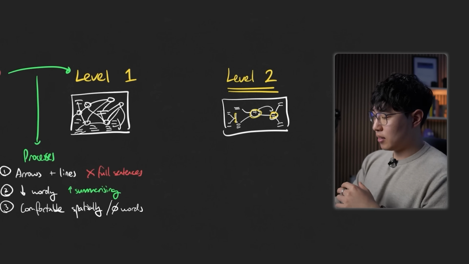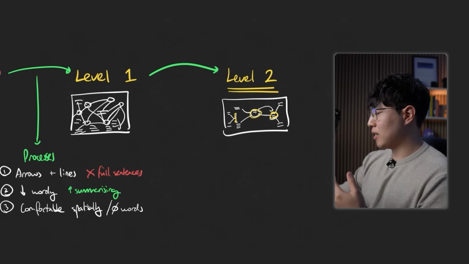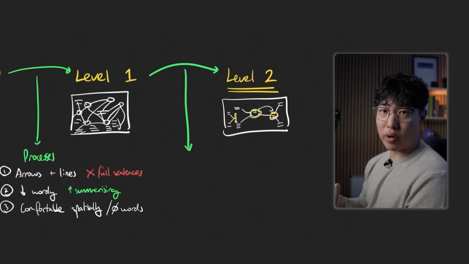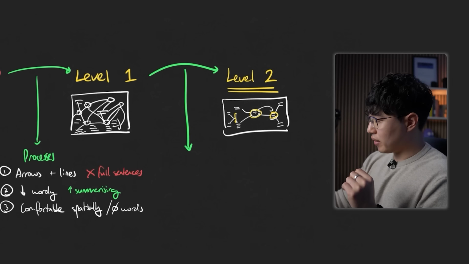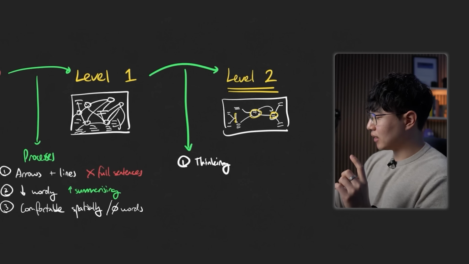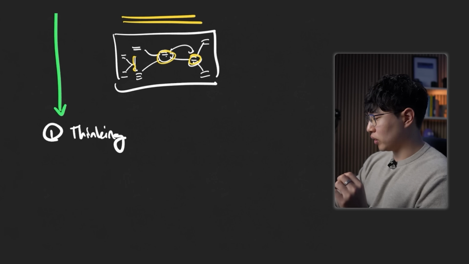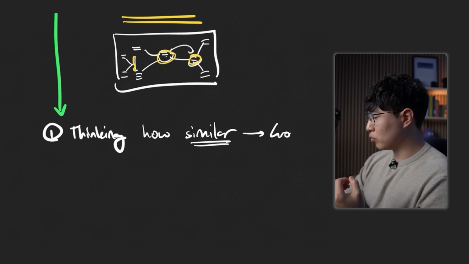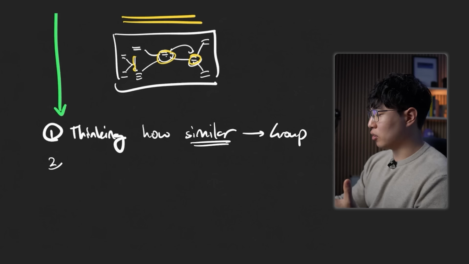So now that we know what a level 2 mind map looks like, let's think about what the processes are that take us from level 1 to level 2. There are, again, 3 main processes that we want to focus on here. The first one is that we're thinking a little bit more about how ideas are similar or different to each other. And by thinking about how similar things are to each other, this allows us to put them into groups. We're arranging them by those similarities.